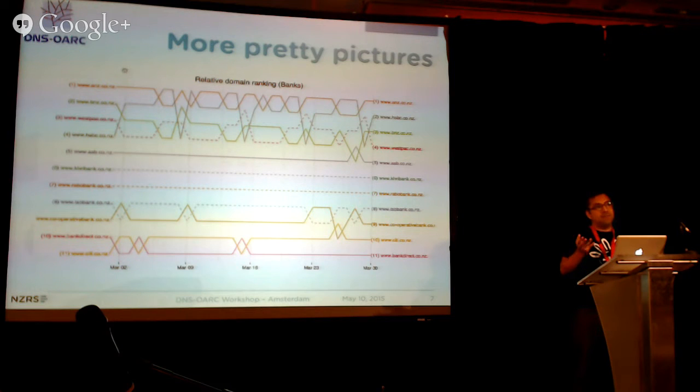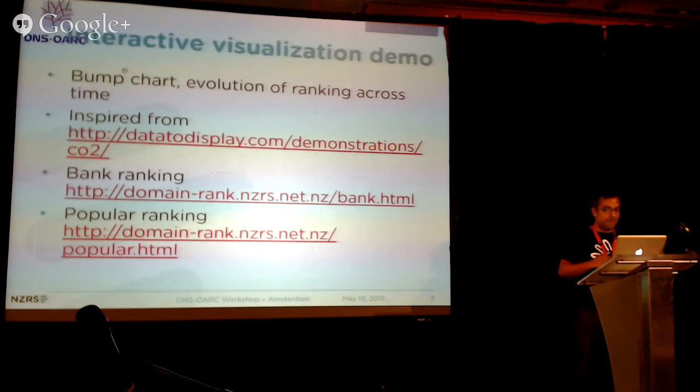Using something that's available in New Zealand and Australia, which is an ANZSIC code, an industry code, we can actually group traffic for certain domain names based on industry. So we're going to build up on that idea.